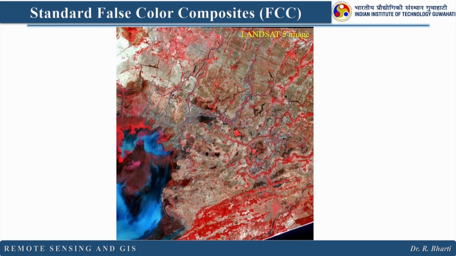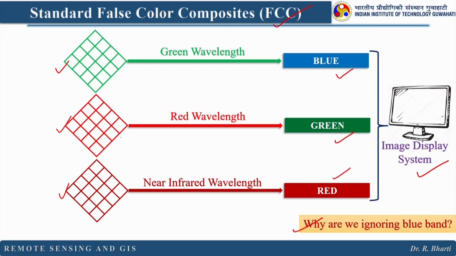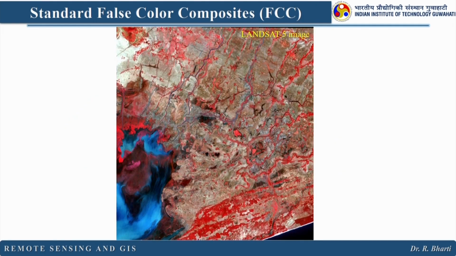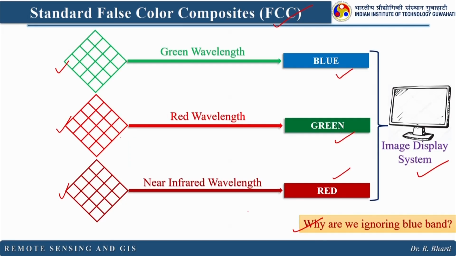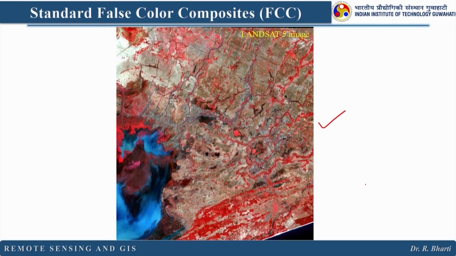So, if you display your image using this standard convention, where we are assigning green to blue, red to green, near infrared to red, then your image will appear something like this. Here we have assigned near infrared to red, right? Here you can remember. So, here all the red colors are basically IR.